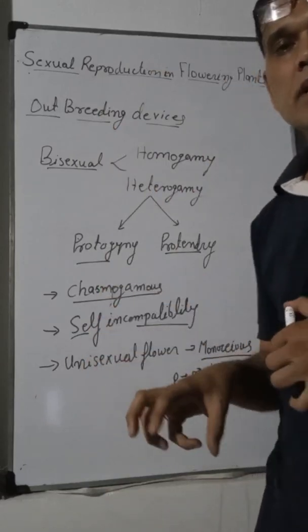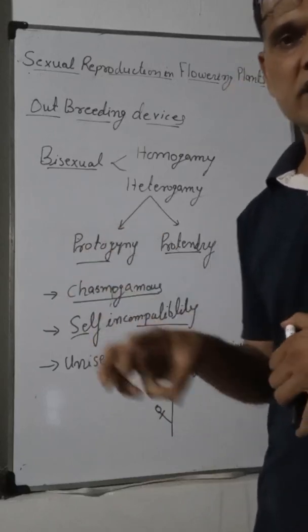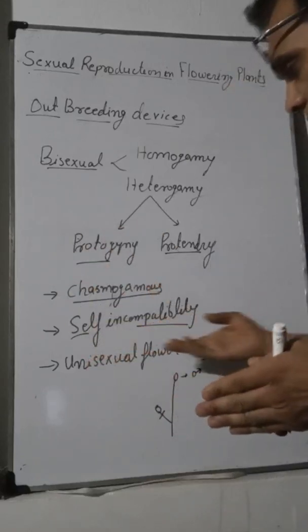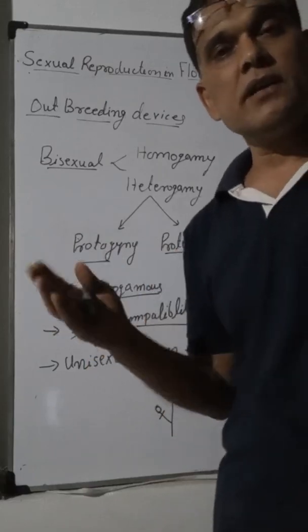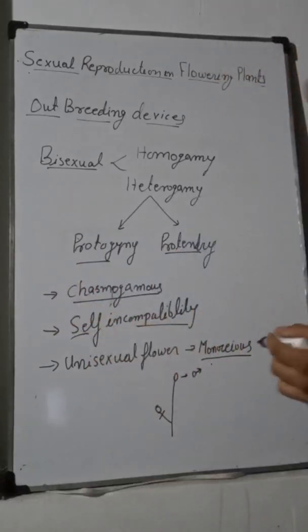just like in maize, castor, cucurbits. These are monoecious. They have two different types of flowers at different positions on different branches. Another is dioecious.